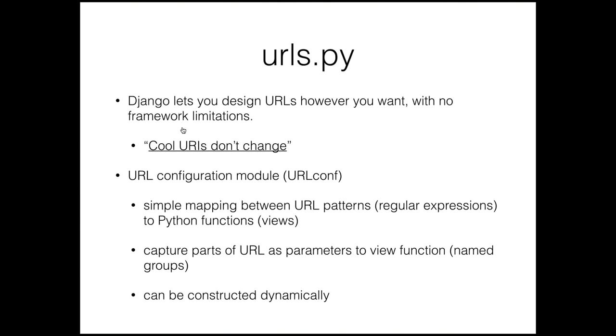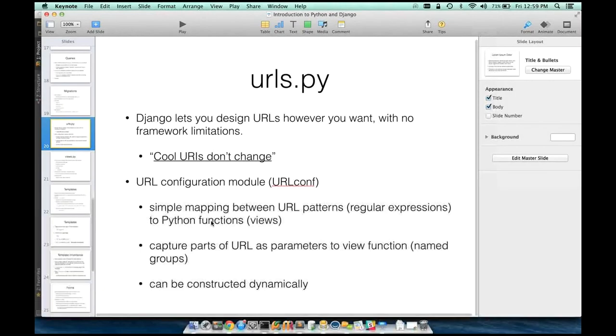So urls.py is basically the routing module, which maps URLs to view functions. It uses a URL configuration module called URLconf. It's a simple configuration between URL patterns, which are basically regular expressions, and view functions. You can capture parts of the URL as a parameter and then pass that to a view function. We'll see an example of that. It's basically just Python code, so you can run it dynamically as well.